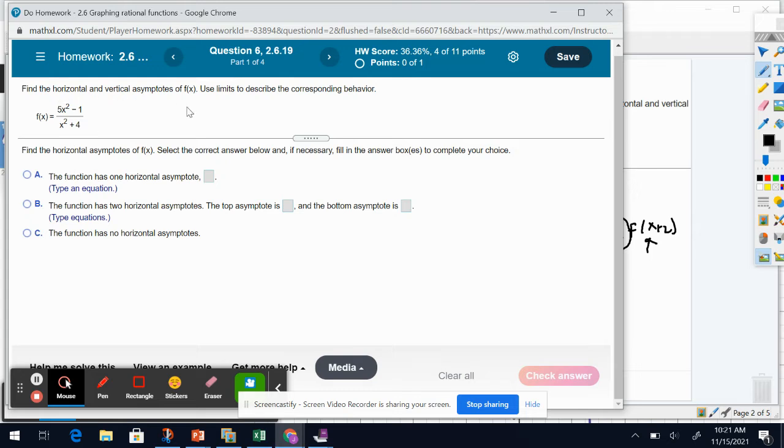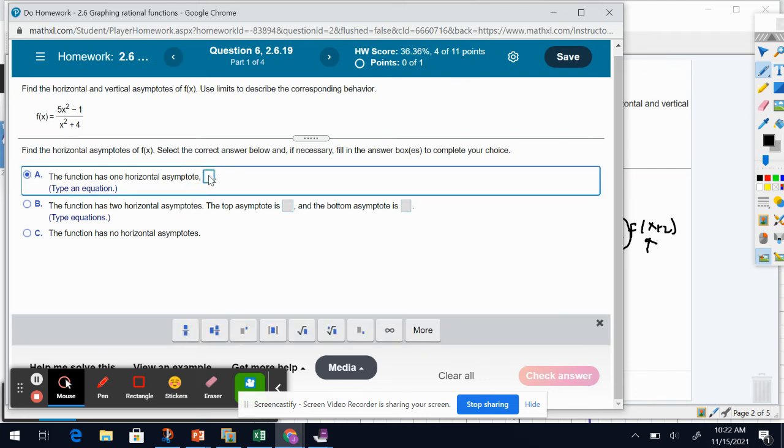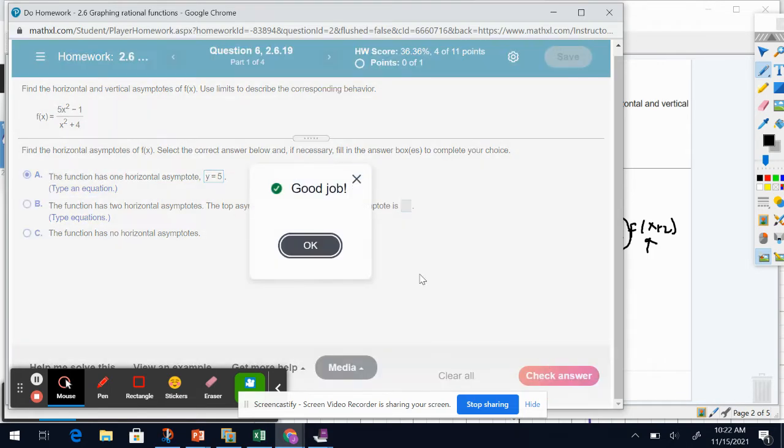Okay, find the horizontal, vertical asymptotes. Use limits to describe the corresponding behavior. So we're going to go over this problem together. Okay, the horizontal asymptote. Select the correct answer below. If necessary, fill in the boxes to complete your choice. Make sure you pay attention to this. Degree 2, I divide. The function has one horizontal asymptote. Type an equation: y equals 5. Okay, where did I get y equals 5? I divided 5 over 1. Those are the leading coefficients.